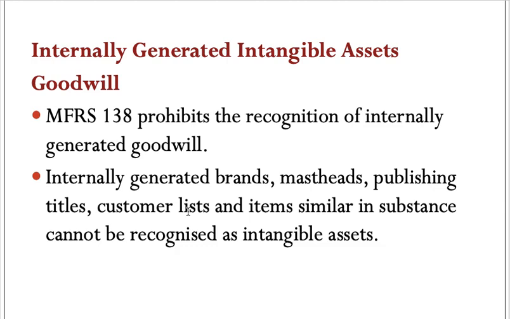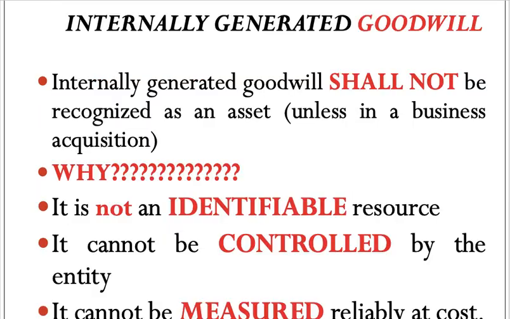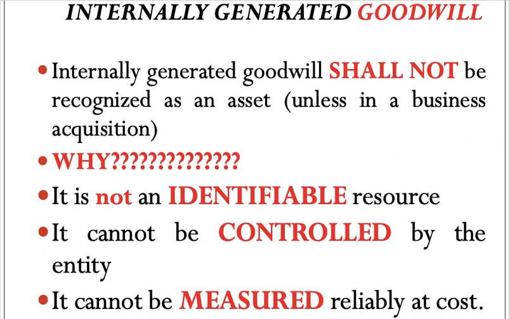But if, let's say, you have run your business from day one and you have built up your own customer list, because you have regular customers, so you build up your own list. Anything that you build within your business is considered internally generated, and that internally generated customer list cannot be recognized as an intangible asset. It must be expensed off. Okay, why? Because like I mentioned just now, it is not identifiable, which means it cannot be separable. So anything that you see with the word internally generated IA, definitely no. You cannot recognize it as an intangible asset under MFRS 138.